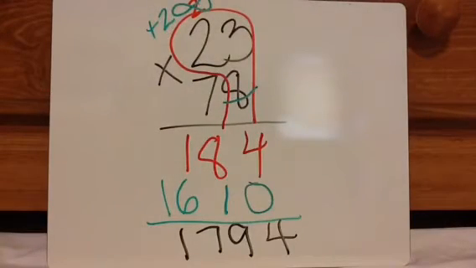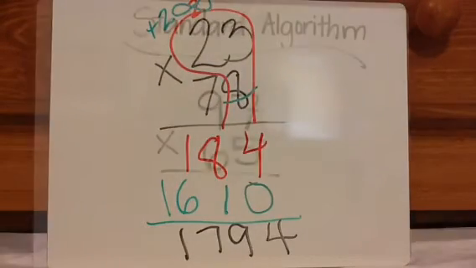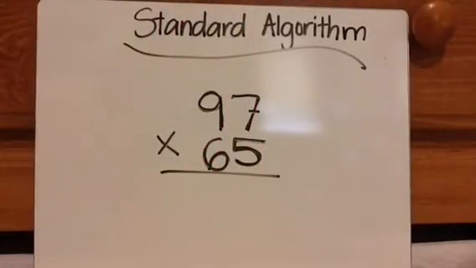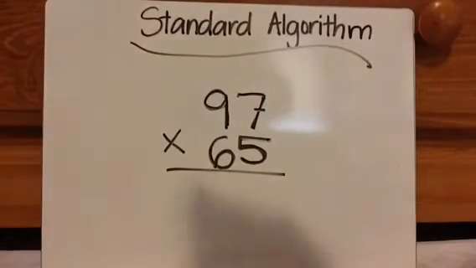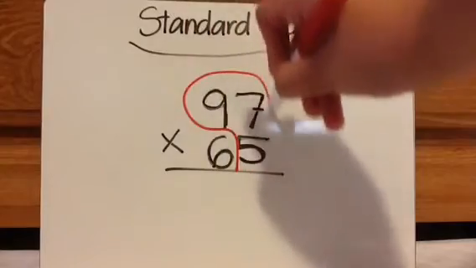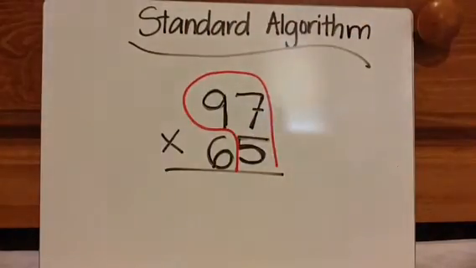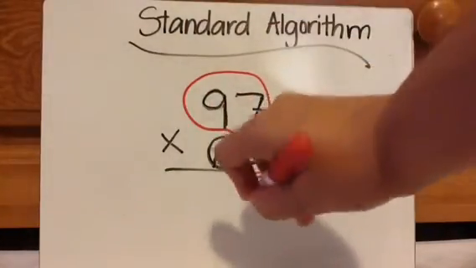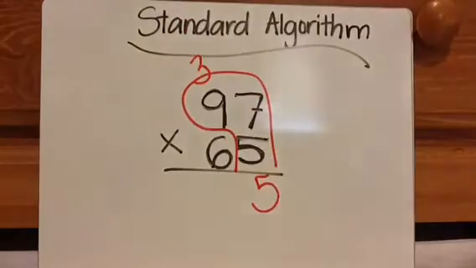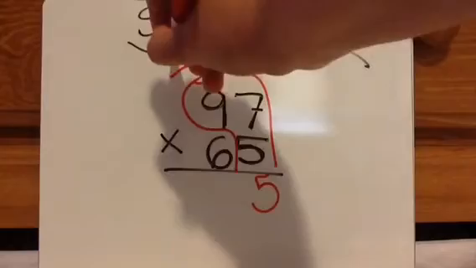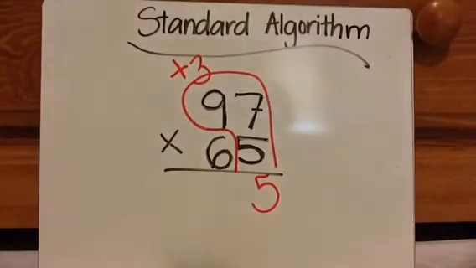Let's look at one more example and then you're going to do some on your own. Okay, let's look at 97 times 65. Step 1, draw the turtle and do 97 times 5. 7 times 5 is 35. Carry the 3. 9 times 5 is 45. Plus the 3 is 48.